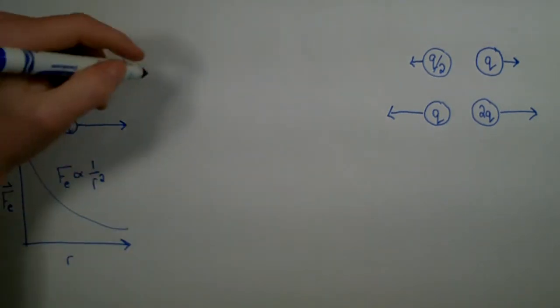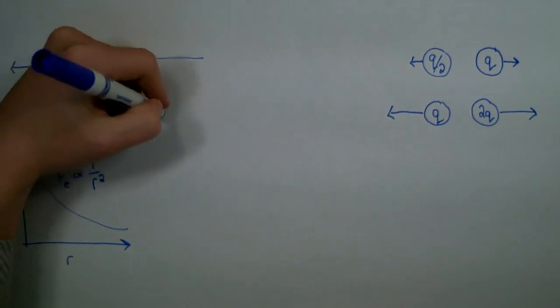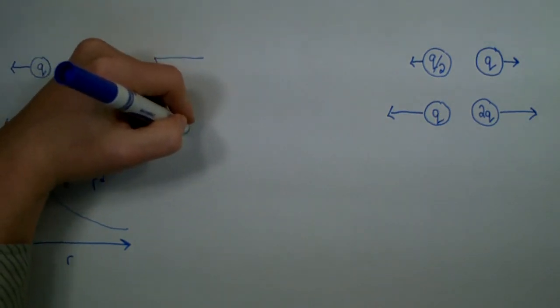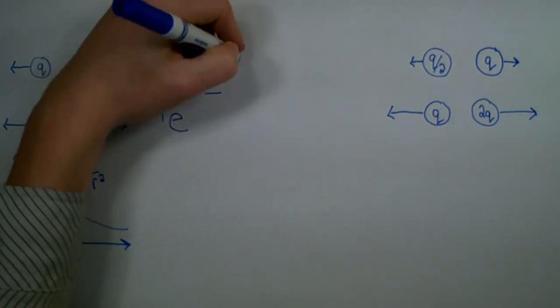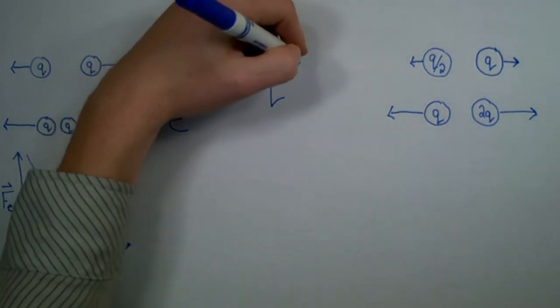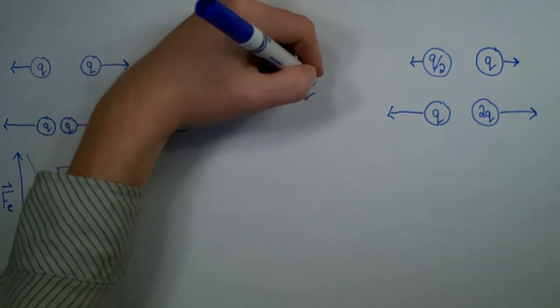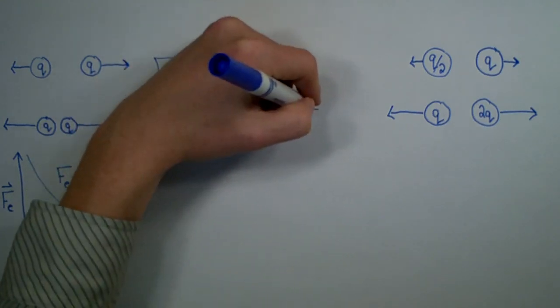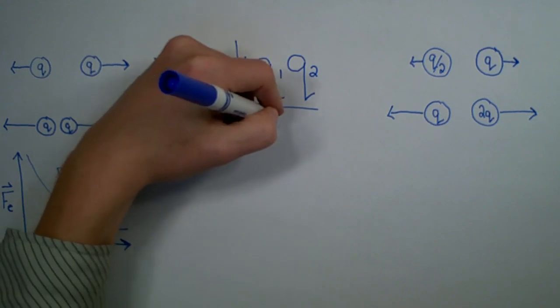We end up with something that we call Coulomb's law. Coulomb's law simply says that the electrostatic force is equal to Coulomb's constant multiplied by the magnitude of charge 1 multiplied by the magnitude of charge 2, all over their separation squared.